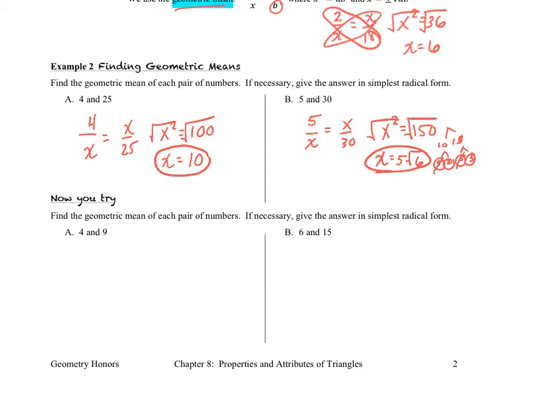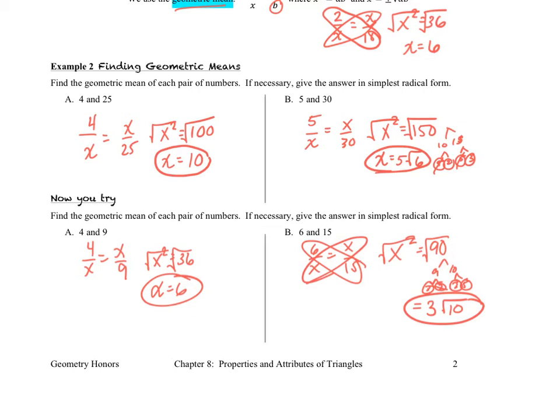Find the geometric mean of the pair of numbers. So you can try this if you want. Pause the video, and when you're ready, hit play. Here are the answers to the now you try: 6 and 3 radical 10.